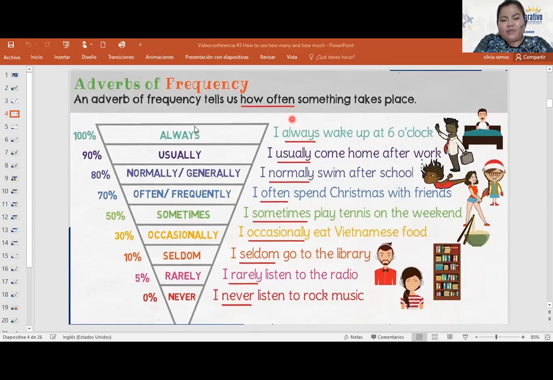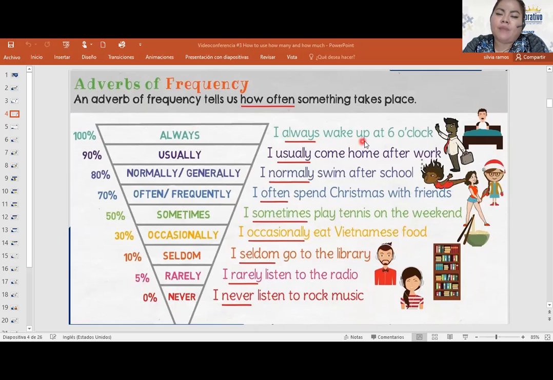Then we have these adverbs of frequency: always, usually, normally, generally, often, frequently, sometimes, look at this, sometimes it's 50%, occasionally, 30, seldom, rarely, and never, right? So, esos dos se pueden usar así como que al mismo tiempo. No es tanta la diferencia de porcentaje. Pero entre never y always, podemos ver que es totalmente lo opuesto, right? Look at the examples.